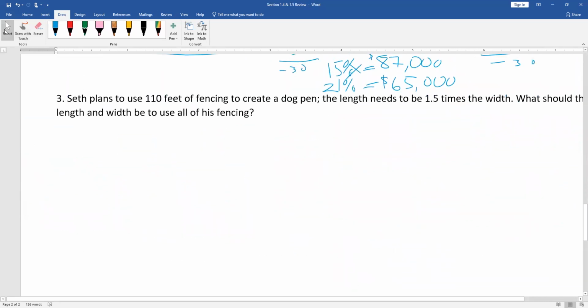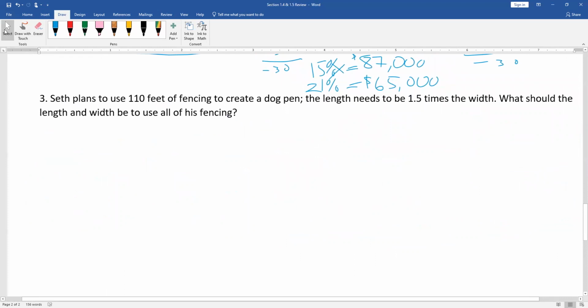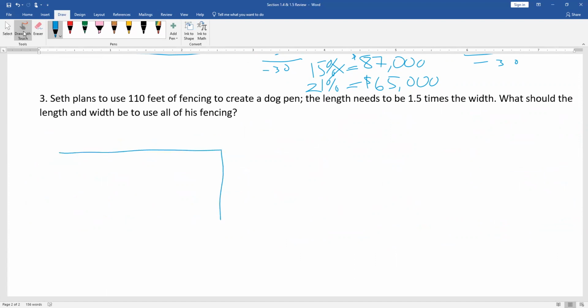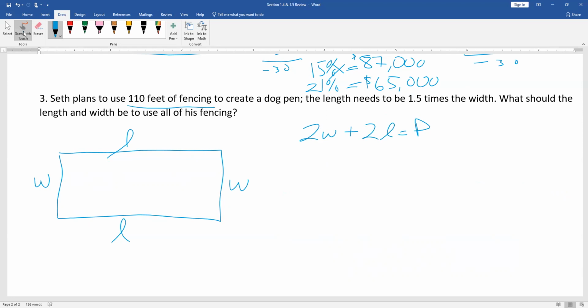All right. So this next one is, again, very similar to what we had in our homework. We're determining the dimensions of, in this case, fencing. So we're going to go ahead and say it's a rectangle. We have a length. That doesn't look like an L, but you know what I'm doing. Length and width. So our original equation for this is the perimeter, which is 2 times the width plus 2 times the length equals the perimeter. Now we want the perimeter in this case to be 110 feet.